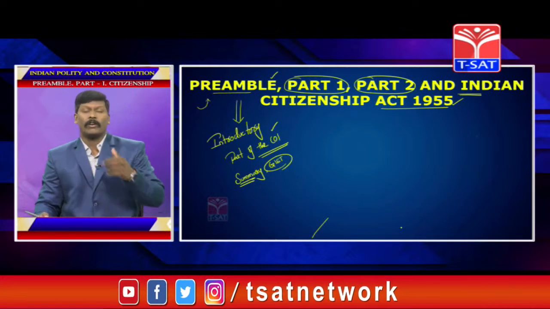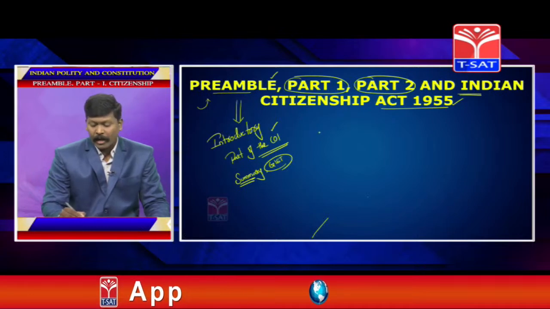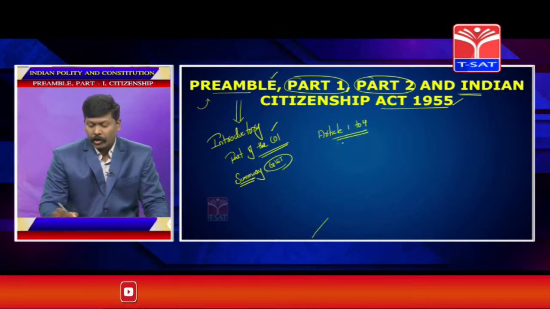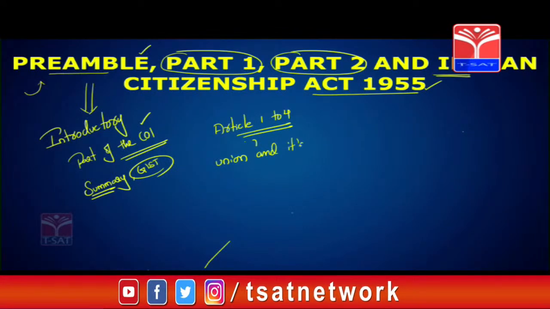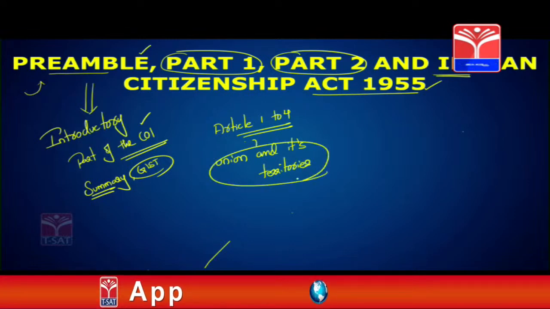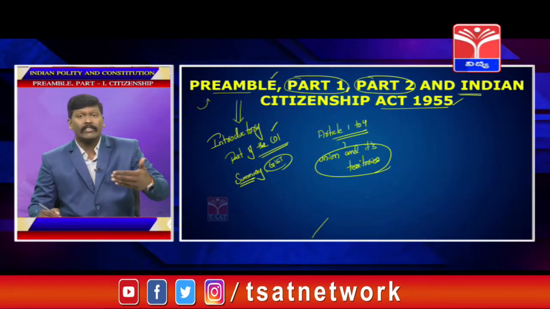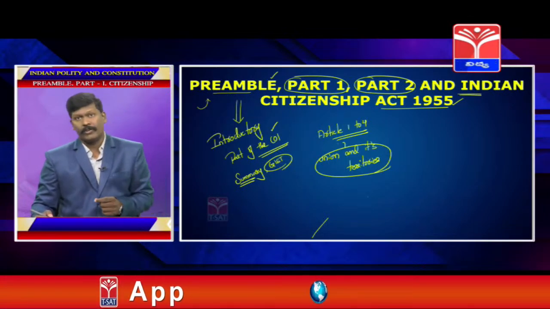Now, coming to part 1 of the Constitution. Part 1 of the Constitution, which is discussed from Article 1 to 4, talks about the union and its territories. Now, what is India? What is the Indian Union? What are the territories which are part of the Indian Union? These are discussed in Article 1 to 4. That is part 1 of the Constitution.